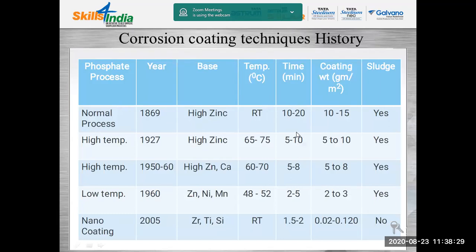This is the corrosion coating technique history, how corrosion protection started. Normal process in 1869, then high temperature process developed in 1927, then high temperature again from 1950 with different parameters.